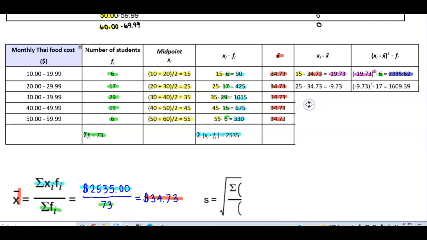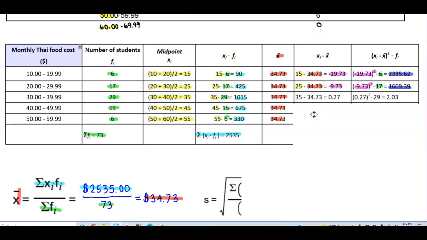Okay, now we're going to look at the next midpoint. The next midpoint is 25. Again, we're going to subtract the sample mean of 34.73, and that gives us negative 9.73. We take this negative 9.73 and square it, and then multiply that by the frequency, which is 17. When we multiply that together, we get 1,609.39.